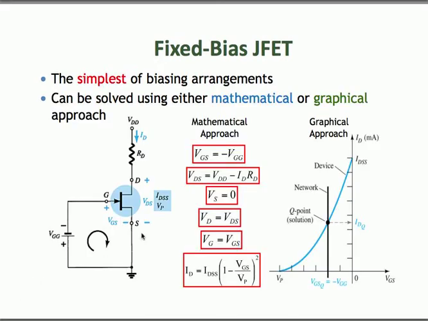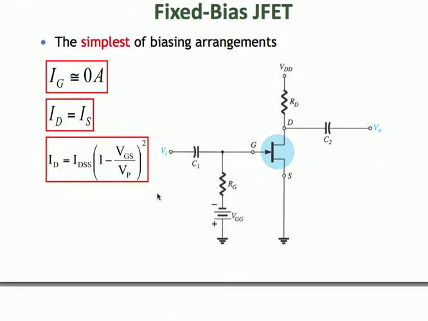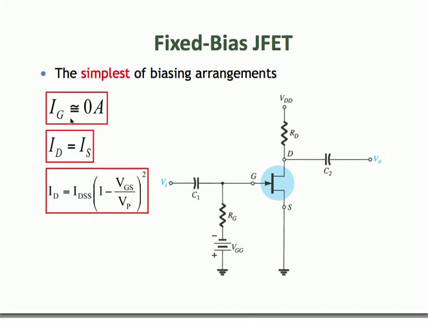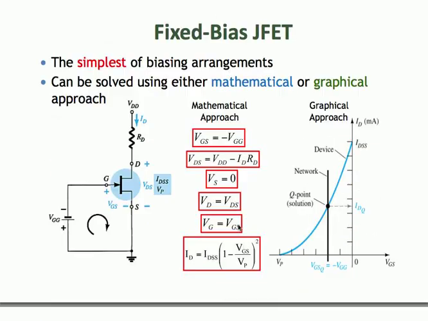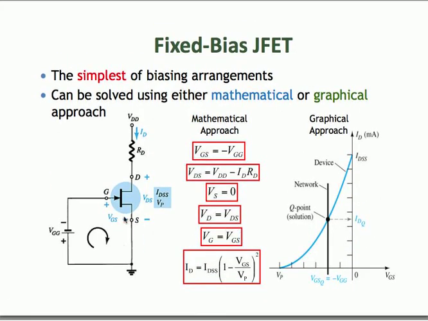So let's now do a simple DC analysis on the fixed bias JFET circuit. For the purpose of a DC analysis, we can take out the gate resistor connected to the gate, because the gate current is zero. Therefore, you will not have any voltage drop across the gate resistor, so we can just take it out during our DC analysis. We are then left with this simplified circuit.